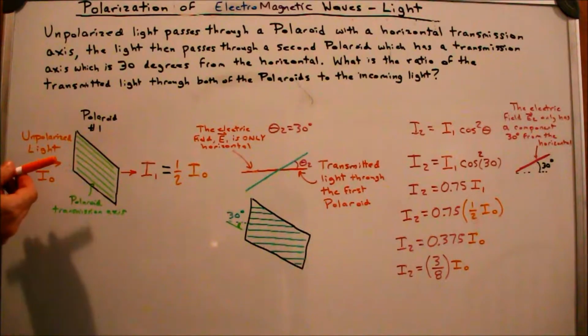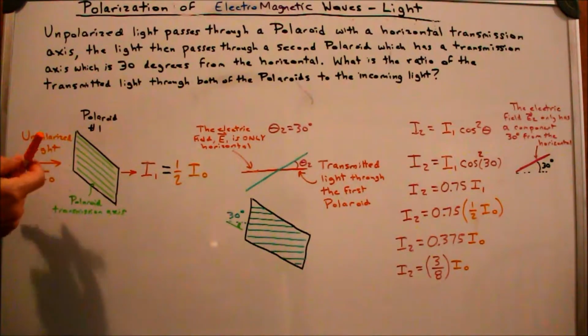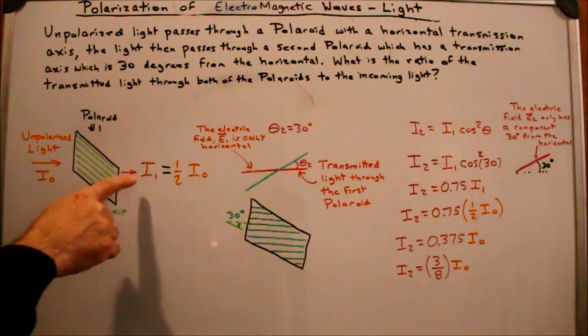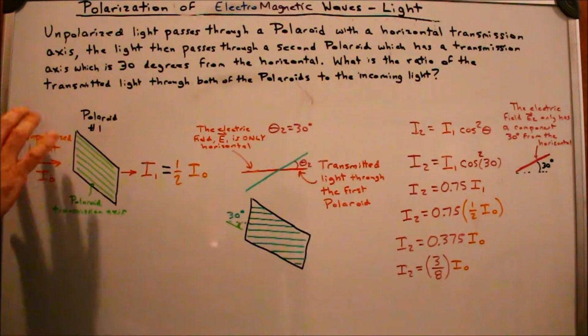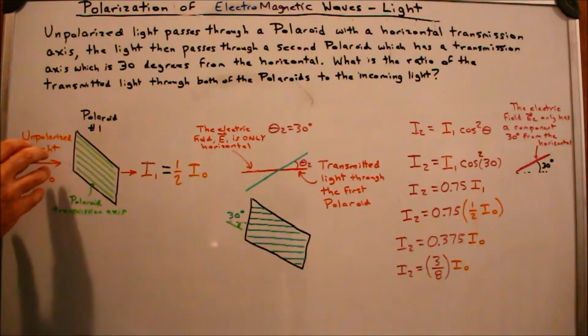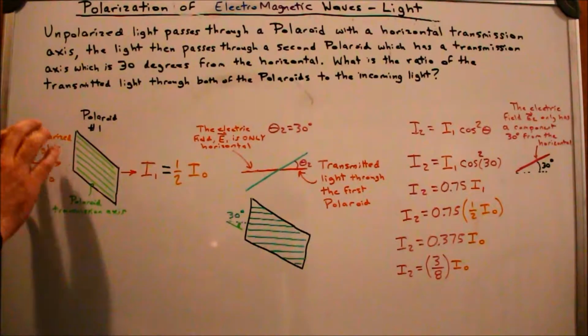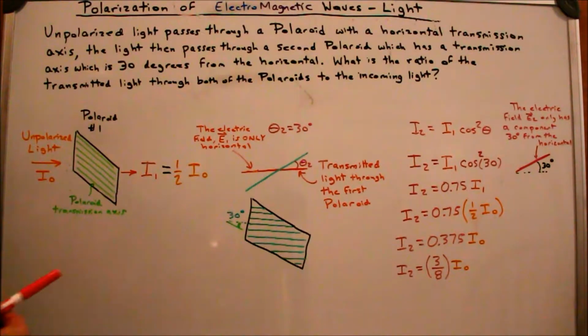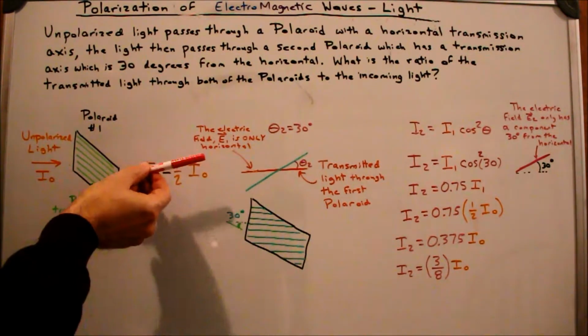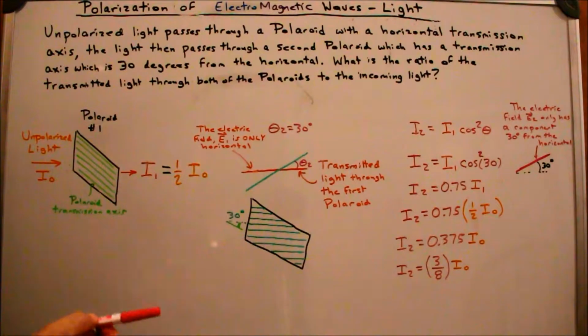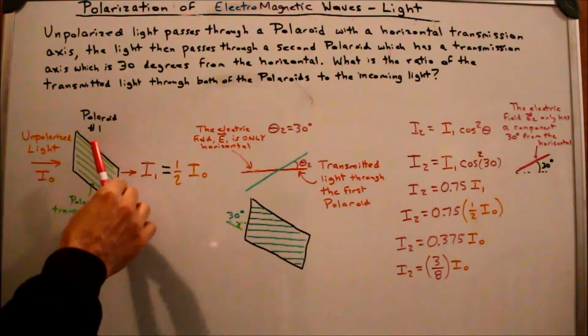So this is the solution. The unpolarized light has electric fields of all orientations, and that's coming to this first Polaroid, which only has a transmission axis horizontally. So because of that random unpolarized light coming to it, the intensity coming out is half the intensity of this unpolarized light coming in. And the electric field coming through here, the only part that's transmitted of the electric field is the horizontal component. So now that's what's left after the first Polaroid.